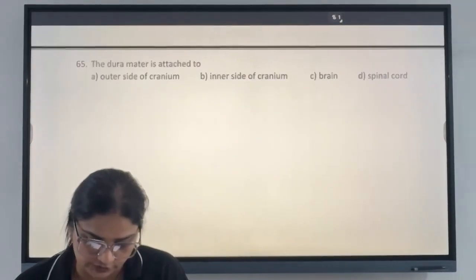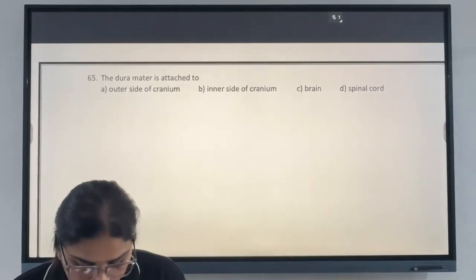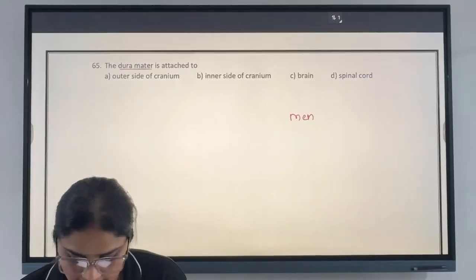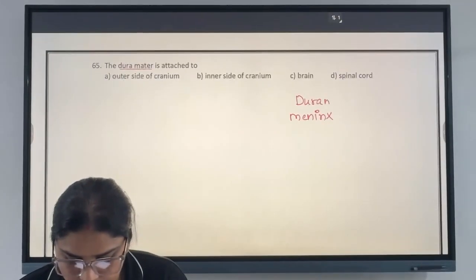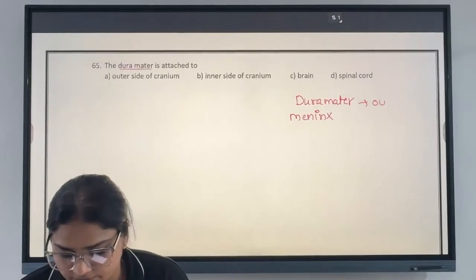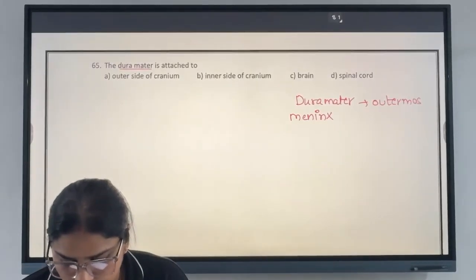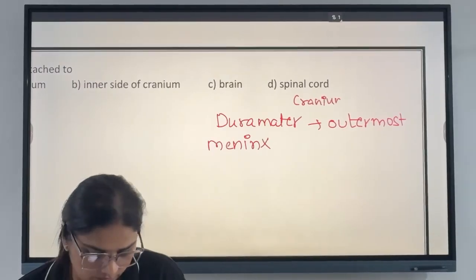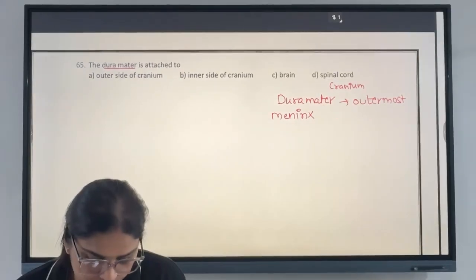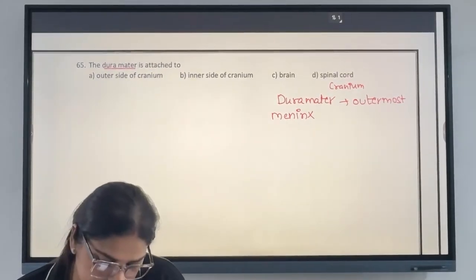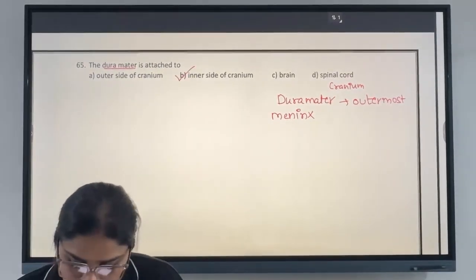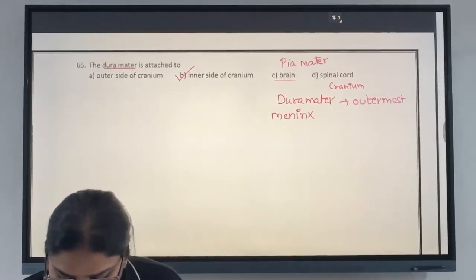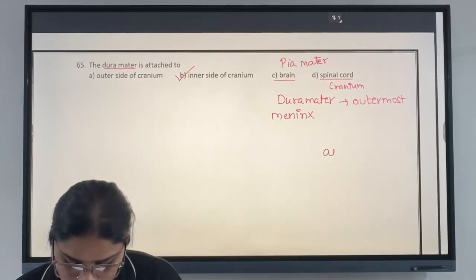Coming to 65th question, dura mater is attached to. Dura mater is a meninx covering the brain. And dura mater is the outermost. Just after dura mater, there will be cranium. So where is dura mater attached? Outer side of cranium? No, it's not above the cranium, it's under the cranium, so inner side of cranium. The one attached to brain is pia mater. And one attached to spinal cord is also pia mater. So answer is option B.